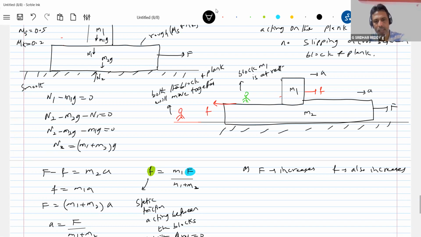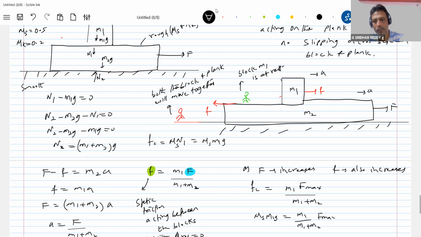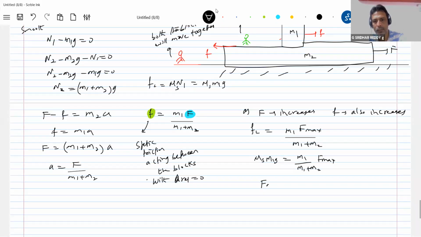So therefore, what is the maximum permitted value? So here this will be fL equal to M1 F max by M1 plus M2. What is fL equal to? Limiting friction. So it should be equal to mu N1, or mu S N1. So I'll substitute this: mu S M1 g equal to M1 by (M1 plus M2) times F max. So what is the value of F max? Mu S (M1 plus M2) into g.